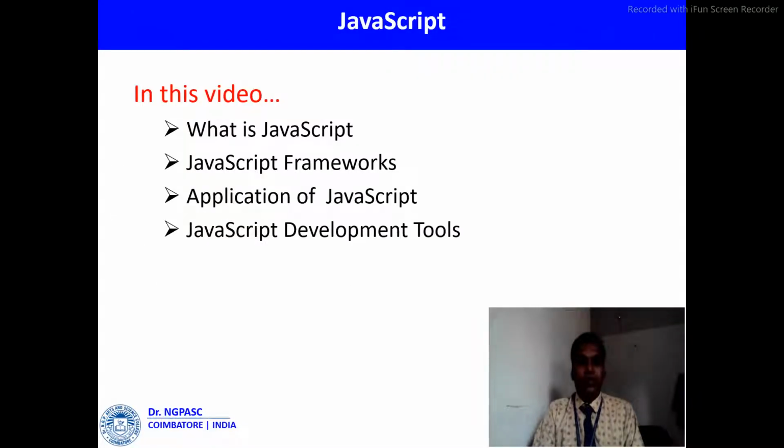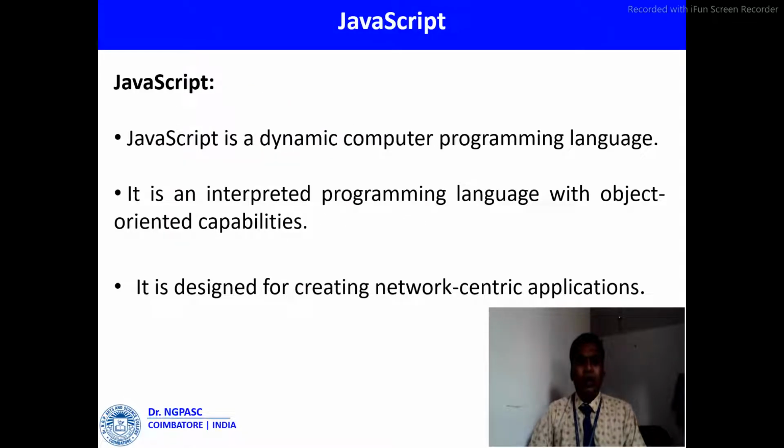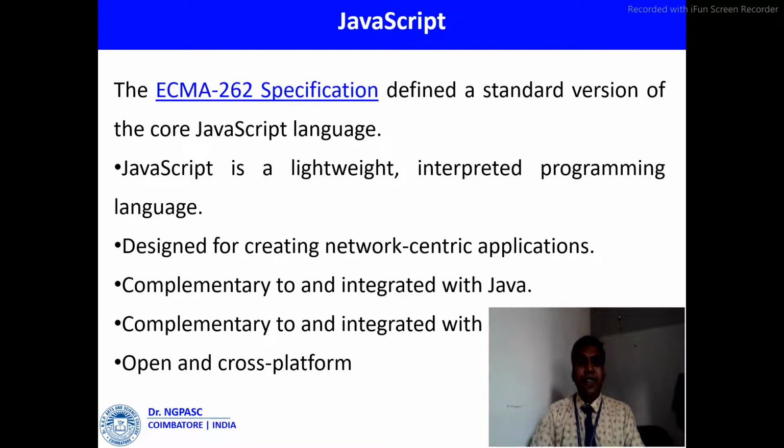What is JavaScript? JavaScript framework, application of JavaScript, JavaScript development tools. What is JavaScript? JavaScript is a dynamic computer programming language. It is also an interpreted programming language with an object-oriented concept. It is designed for creating network applications. According to the ECMA specification, it defines the standard version of the core JavaScript language.